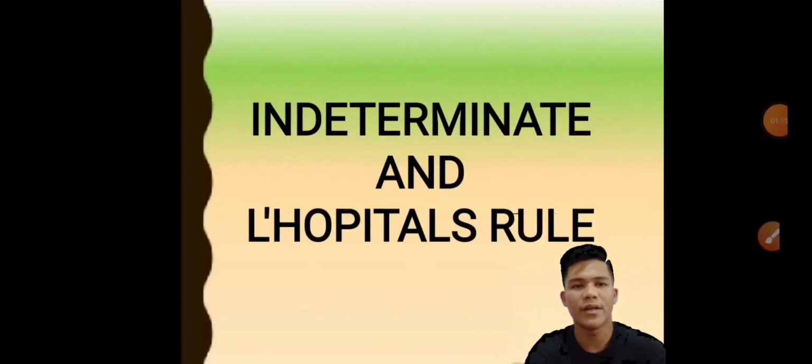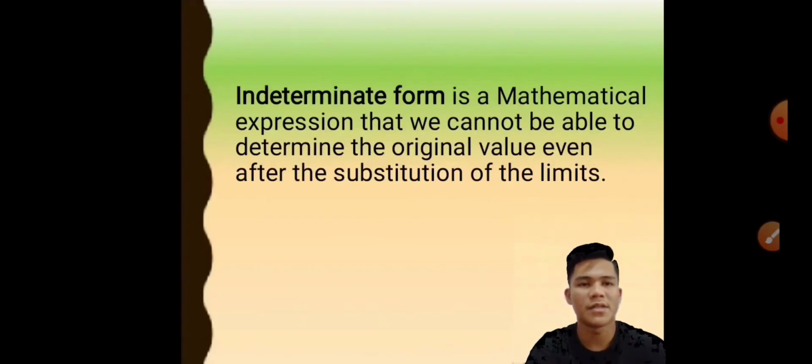So in this video, we are going to learn the indeterminate form and L'Hopital's rule. Now, on how we are going to evaluate the indeterminate form and how we are going to apply the L'Hopital's rule. Okay, indeterminate form is a mathematical expression whose original value we cannot determine even after the substitution. Indeterminate forms convey the idea that the limit cannot be determined without additional work.